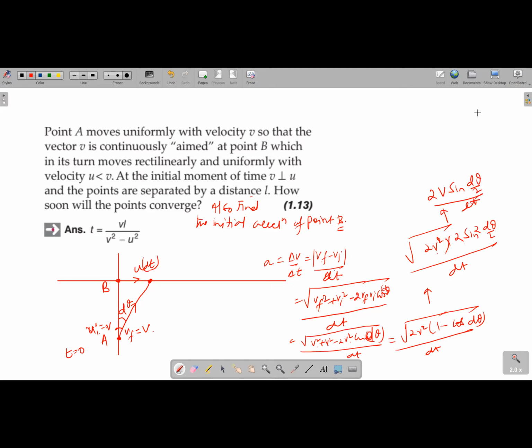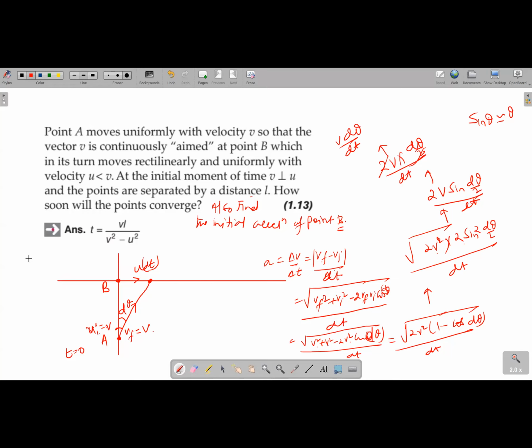Now we know that sin theta is approximately equal to theta if theta is very small. And this is d theta, this is a very small angle. So we can simply write 2V into d theta by 2 upon dt. So 2 and 2 gone. So this is V d theta upon dt.